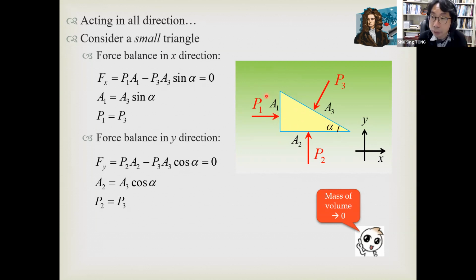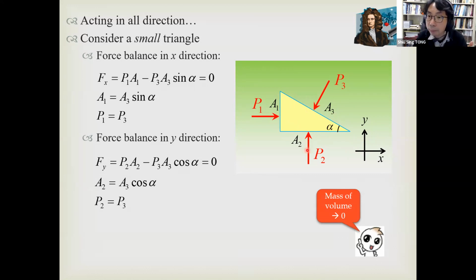Suppose this is a right angle triangle for simplicity, and the right angle is here, and the angle alpha is this angle. So now we have a prism. Imagine we have a prism here inside the fluid. The prism is small, and so we have three areas. This area I call A1. The base area I call A2. At the hypotenuse of the triangle, we have another area, which we call A3.